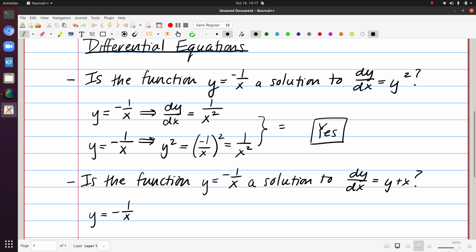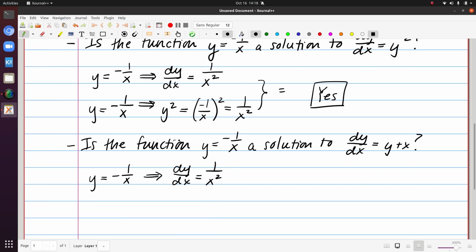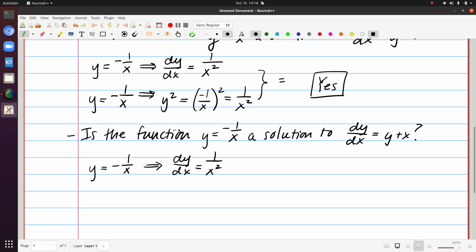So starting with y equals minus 1 over x, the left-hand side would be the derivative, which we know is 1 over x squared. The right-hand side, if I start with the knowledge that y is negative 1 over x, well, y plus x is simply negative 1 over x plus x.